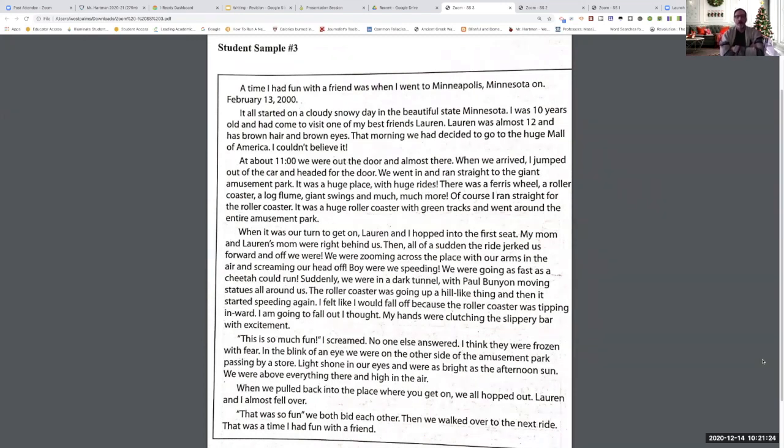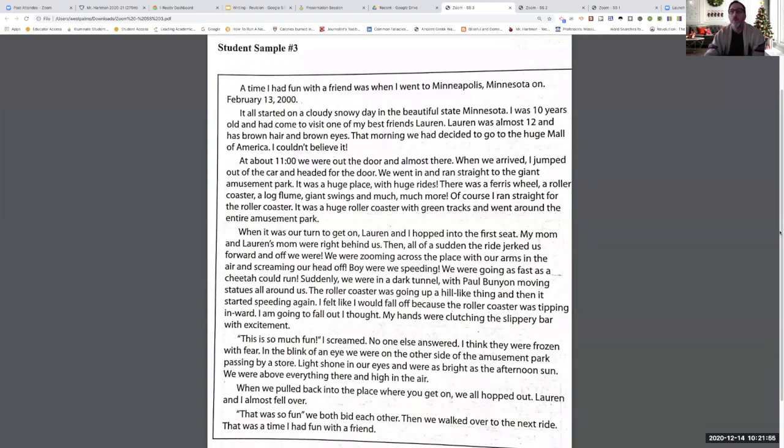In the blink of an eye, we were on the other side of the amusement park, passing by a store. Lights shone in our eyes, and we were as bright as the afternoon sun. We were above everything there and high in the air. When we pulled back into the place where you get on, we all hopped out. Lauren and I almost fell over. That was so fun, we both said to each other. Then we walked over to the next ride. That was a time I had with a friend.